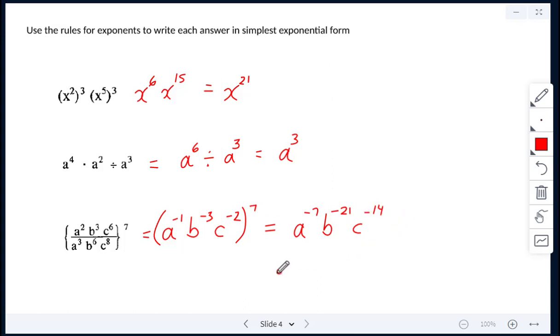Now you could have done it the other way as well, where you did the power of a power law first, so multiply all the exponents, and then use the quotient law after. You would still end up with the same answer.